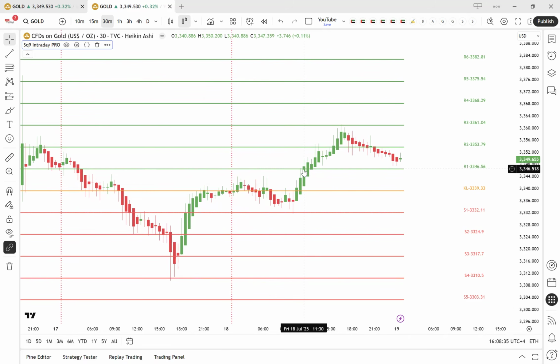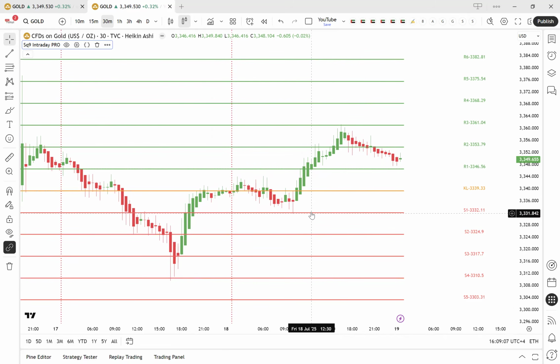I try to buy at the closing point of R1, like 3346.56. I am trying to buy at the closest level. Once I buy here, this is my average level, this is my best buy and the stop loss. Once I get a close above R2, my entire system shifts one level upside. So once I am buying here, this becomes my average buy, and this becomes my stop loss and the best buy.